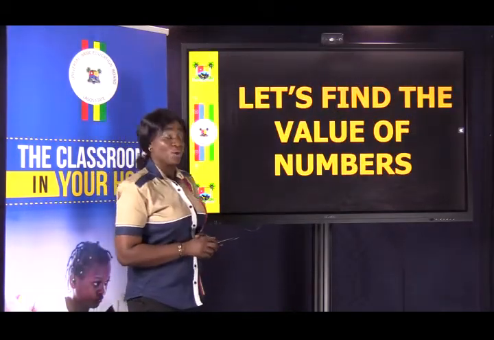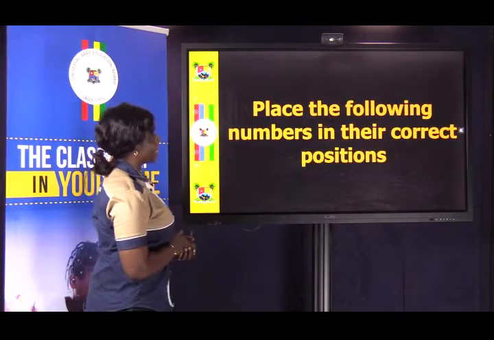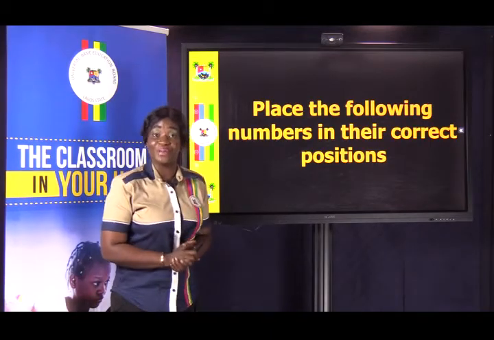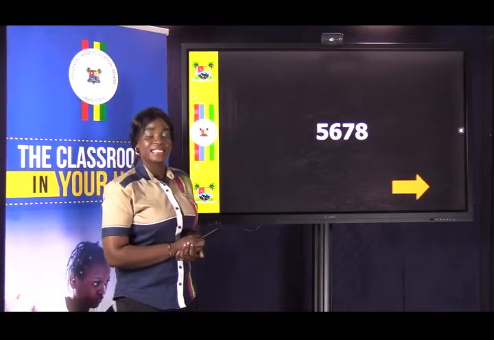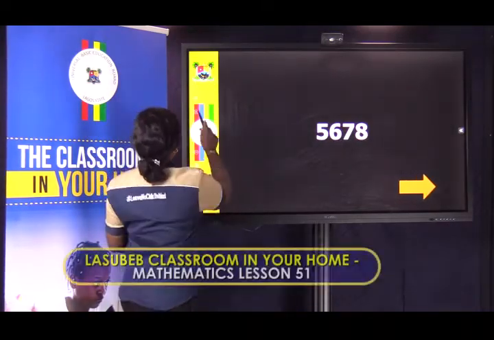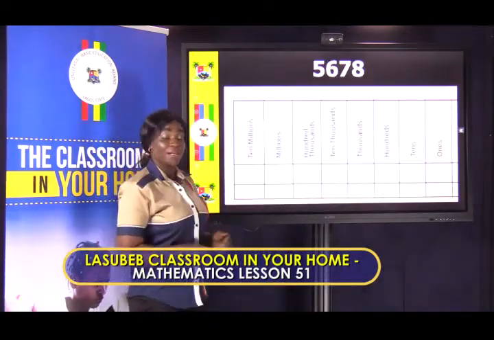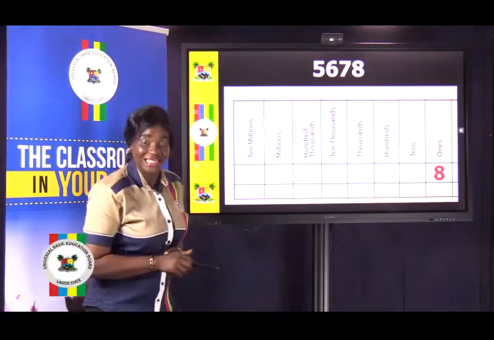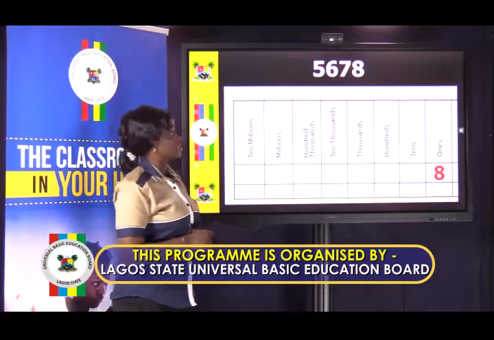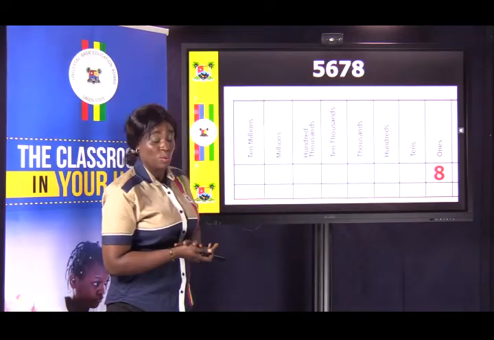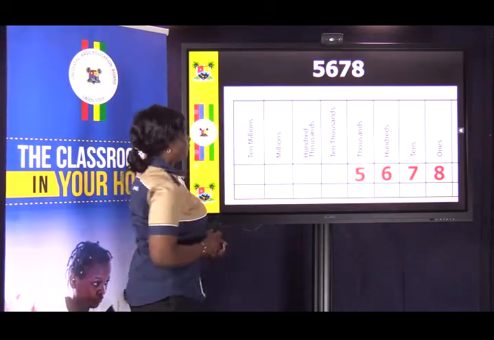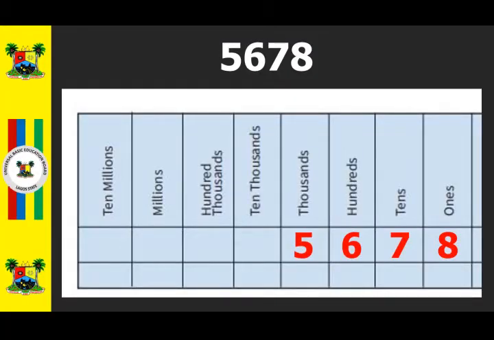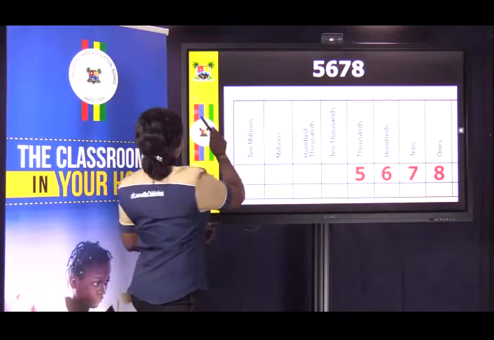Let's find the place value of numbers. Place the following numbers in their correct positions. I told you place value means positioning. So let's place the following numbers in their correct positions. 5, 6, 7, 8. 5,678. How do we place it? Remember the place value grid. The first number counting from your right is the ones. And what's my first number? 8. You see, I've written my 8 under the ones column. 7 under the tens column, 6 under the hundreds column, and 5 under the thousands column. I told you 1 digit represents ones, 2 digits tens, 3 hundreds, 4 digits thousands.